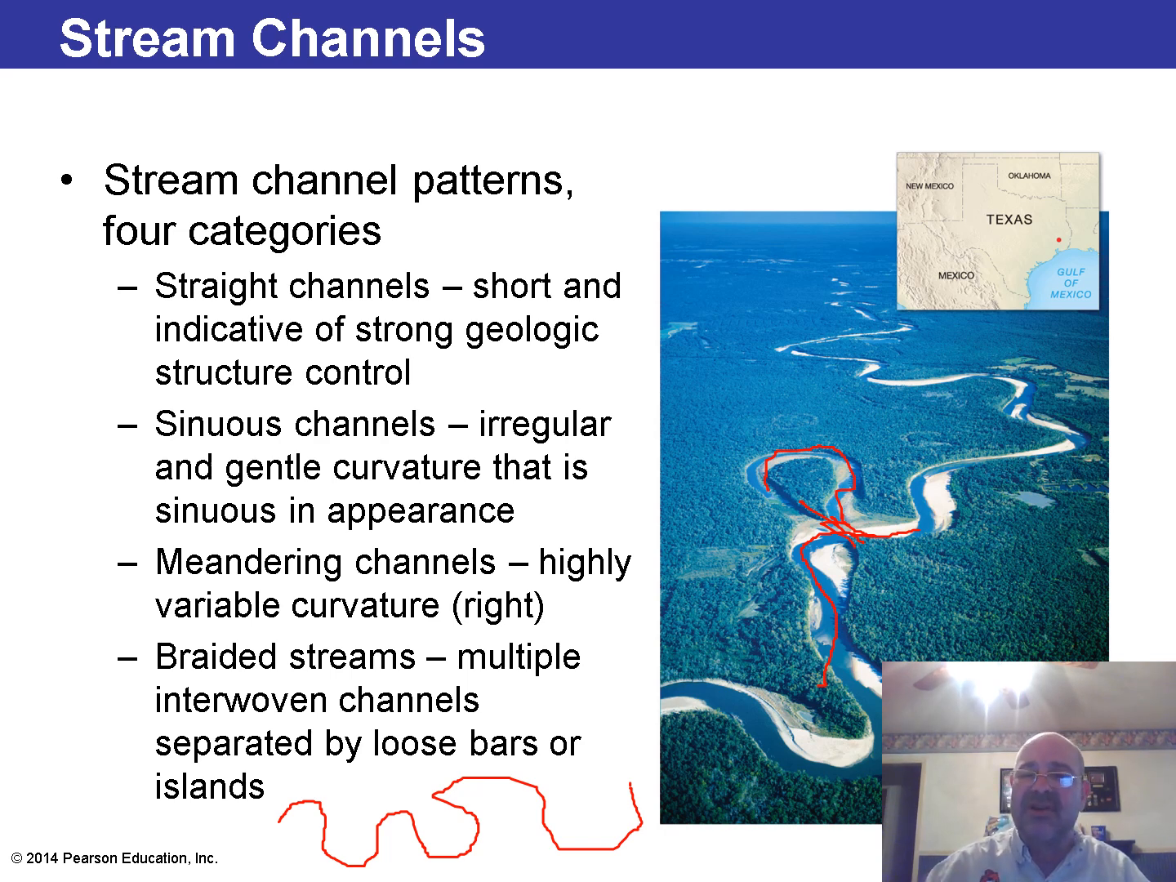So it depends on what time of year and depends on your definition. Braided streams, usually big rocks, big sandbars and what have you that separate everything. And these crisscross for the most part. So your stream channels kind of crisscross, go different directions, and they've got sandbars dotting them and kind of directing where they go. So braided streams, multiple interwoven channels separated by loose bars or islands.